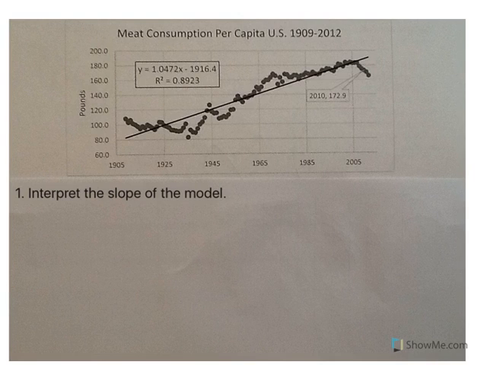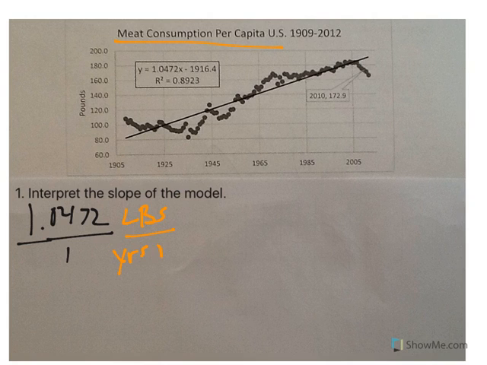Practice with scatter plots and linear models. So first we're going to interpret the slope of this model. Well, the slope you can see is positive, and it's 1.0472 over 1. Now, what is represented in the numerator? Well, it's the y value, so we're talking pounds of meat consumption per capita. And the denominator would be years since 1905.